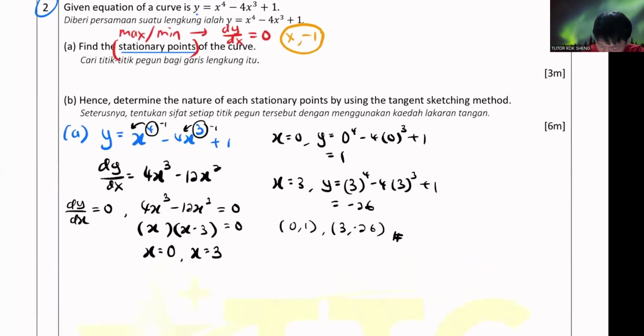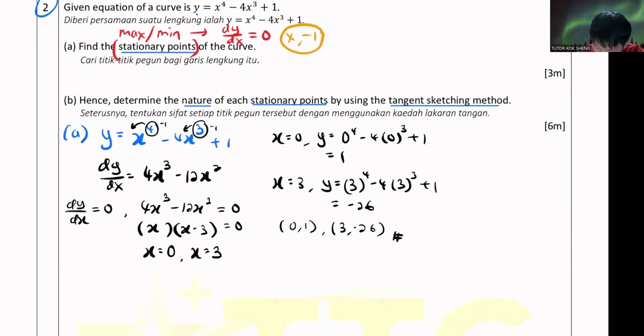Okay, B. Hence, determine the nature of each stationary point by using the tangent sketching method. I think when you go for this chapter in your school, you should know this method. Maybe. So now I'll show you the detail of this tangent sketching method.